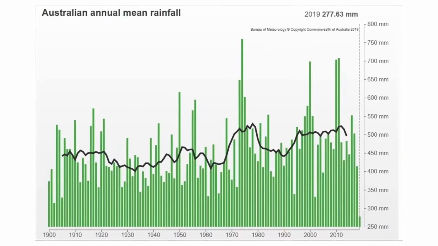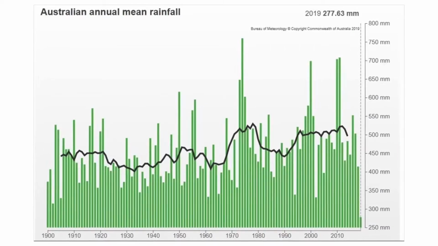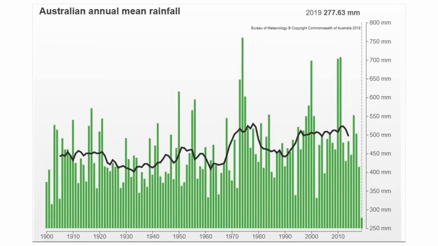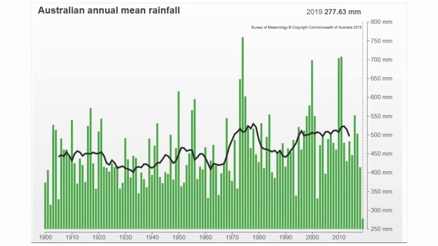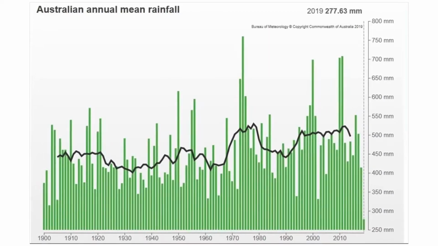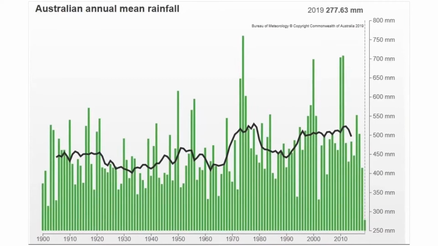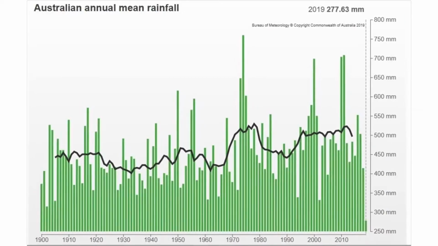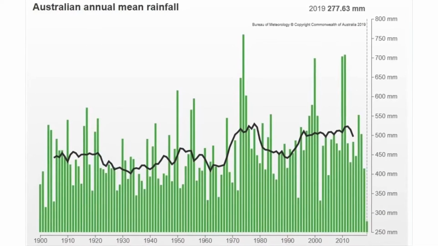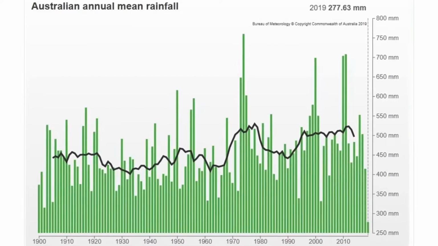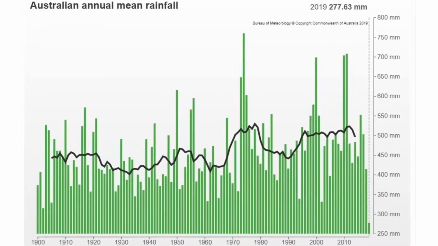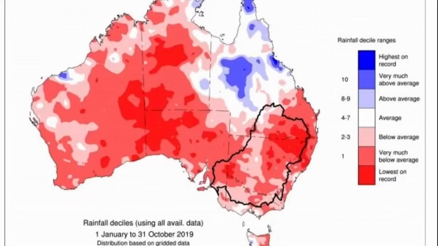The precipitation climate normal in Australia from 1961 to 1990 was 465.2 millimeters. The precipitation in 2019 was only 277.6 millimeters, which was the driest year since 1900. The high temperatures and low precipitation have led to various stages of drought throughout the continent.